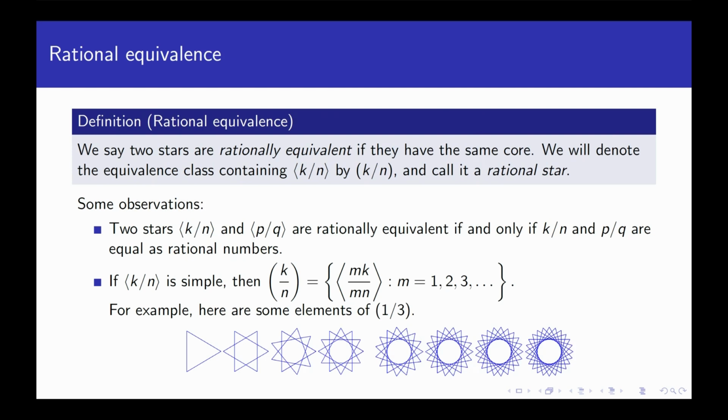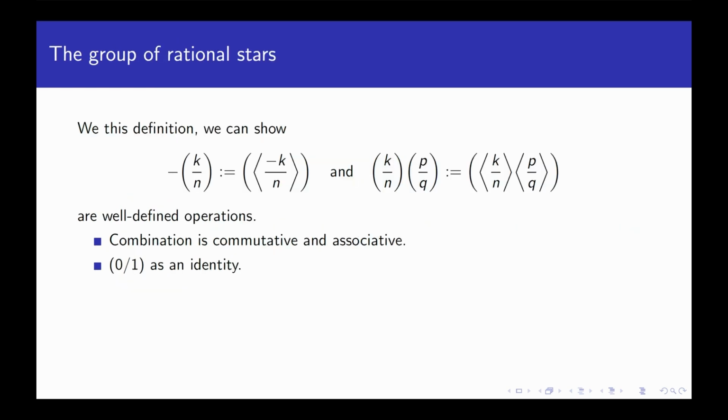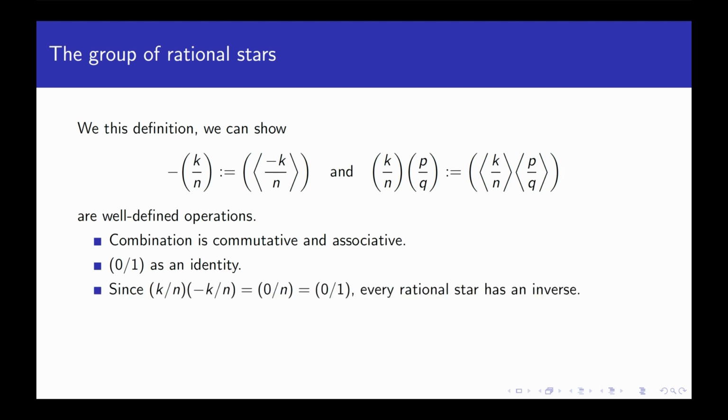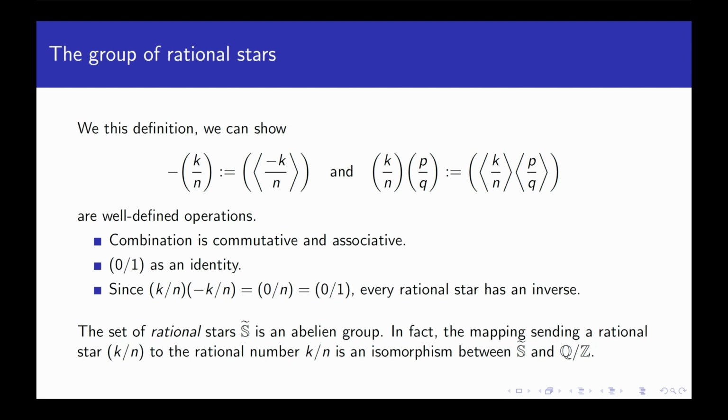And we're going to call this rational equivalence because what it boils down to is that two stars are rationally equivalent if they're the same rational number when you take the brackets off. So that thing down there is what the 1/3 rational star looks like, what the equivalence class looks like for that one element. With this observation, negation and combination are now well-defined operations. It's associative, commutative, and has an identity because we stole that from the previous ones. But now it has inverses. It's a group, an abelian group. And in fact, if you were to erase the parentheses, that mapping is an isomorphism onto Q up to integers. So this group is isomorphic to Q mod Z.